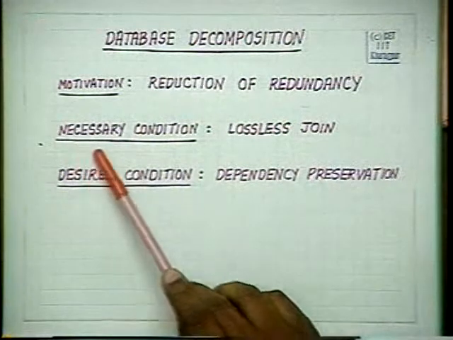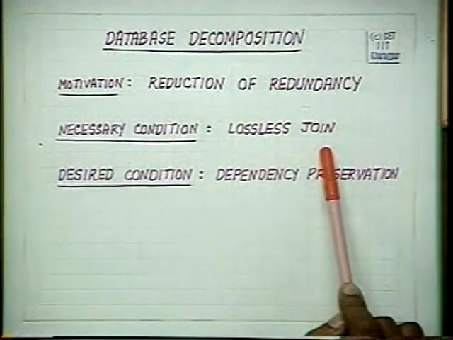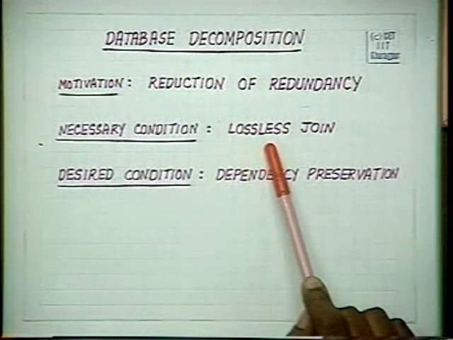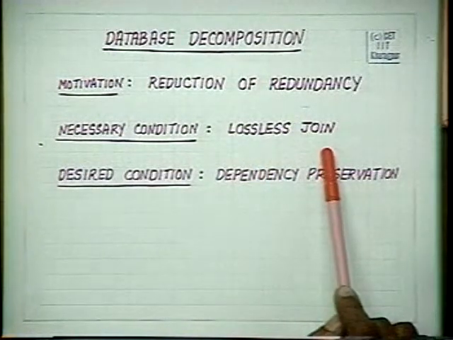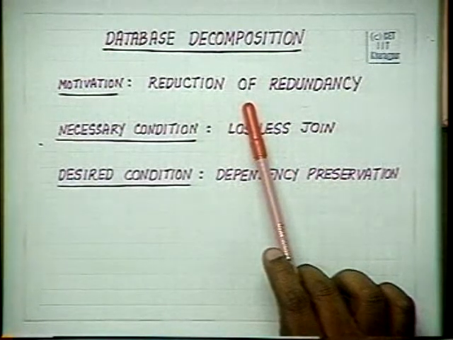The necessary condition of such a decomposition was the lossless join condition, which we have studied before, and it means that if we do perform a natural join of all the decomposed relations, then we will be able to get back our original relation without any additional or fewer tuples.